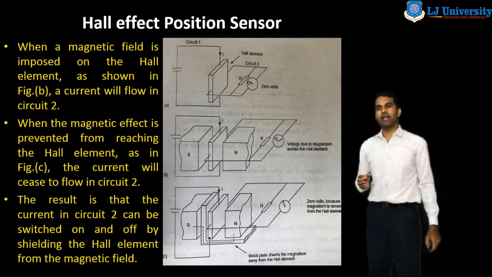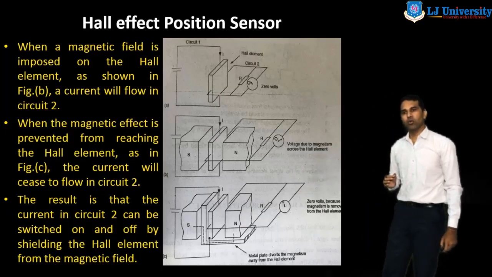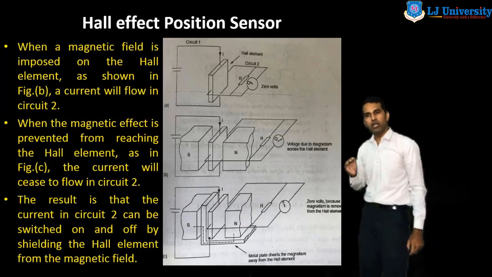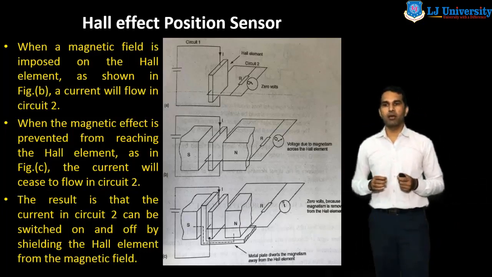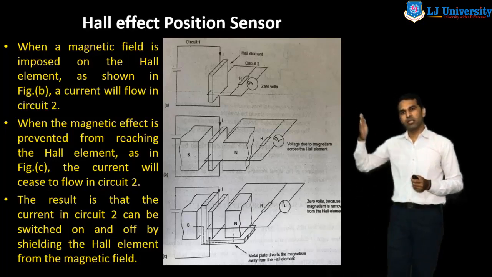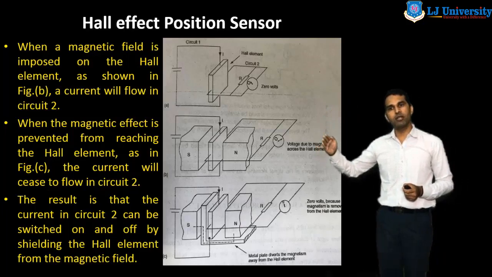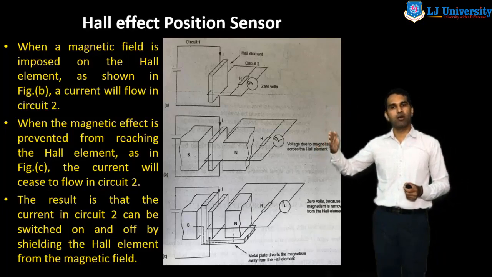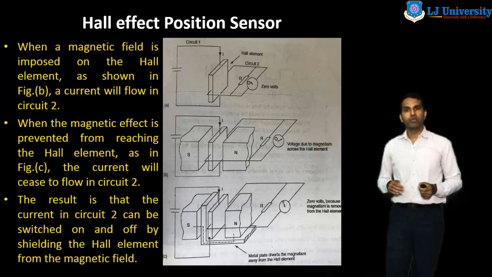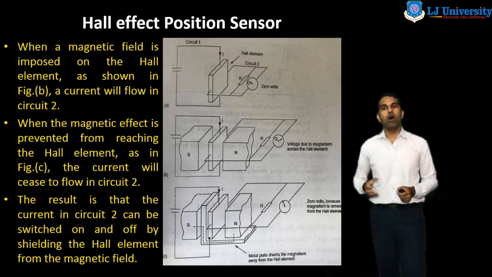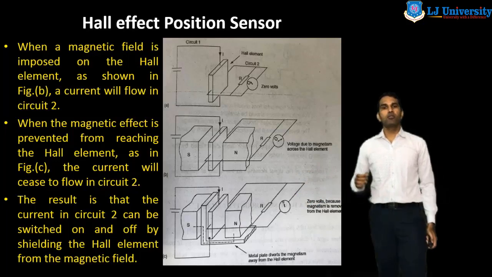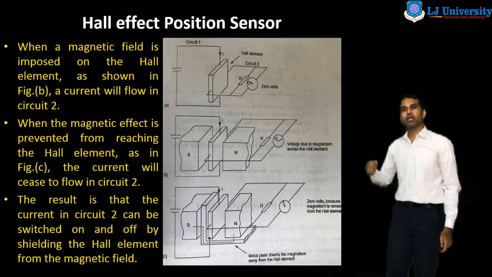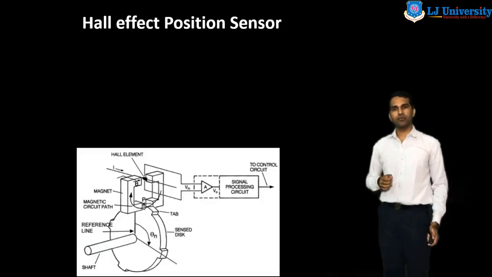The result is that the current in circuit 2 can be switched on and off by shielding the Hall element from the magnetic field. That means by placing this magnetic sheet in between the magnet and the circuit, or removing the sheet, we can switch on and off the current flow in circuit 2. Now this principle is used in the Hall effect sensor.